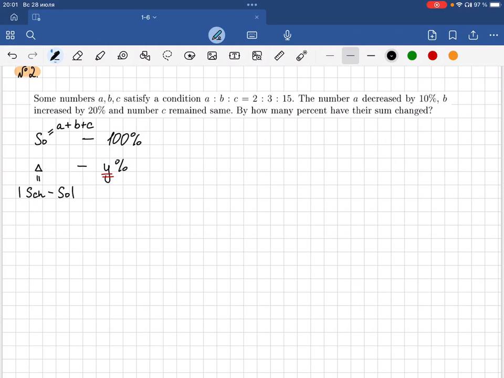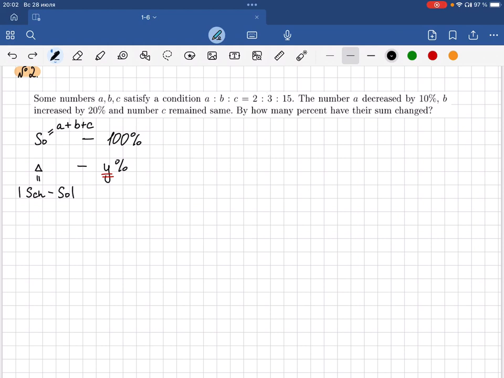Okay, so how to do it? Before any changes, we have three numbers, A, B, and C. They satisfy a condition with a proportion that A divided by B divided by C equals 2 divided by 3 divided by 15. One may say that, okay, let's just take numbers like A equals 2, B equals 3, and C equals 15.